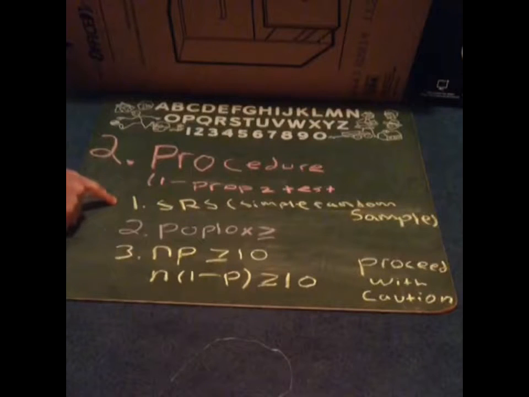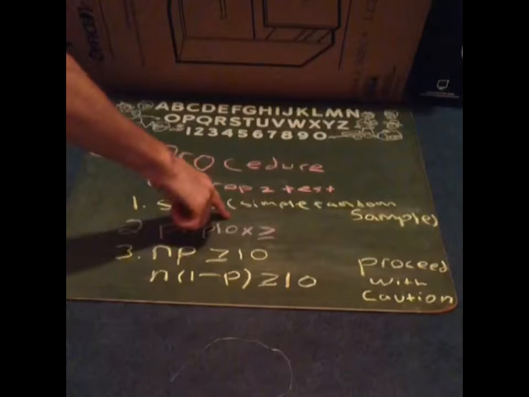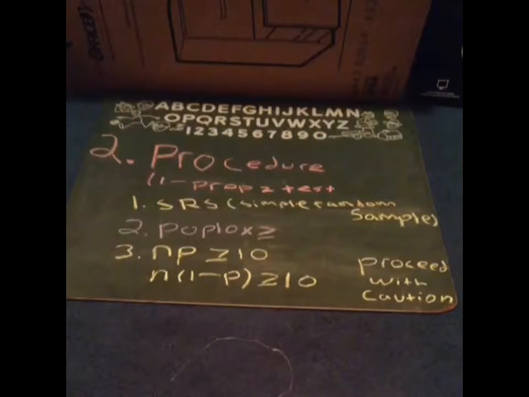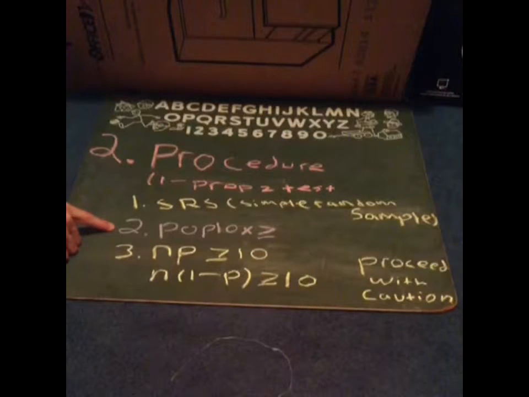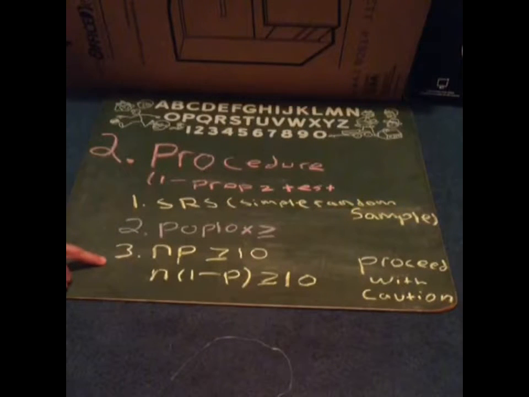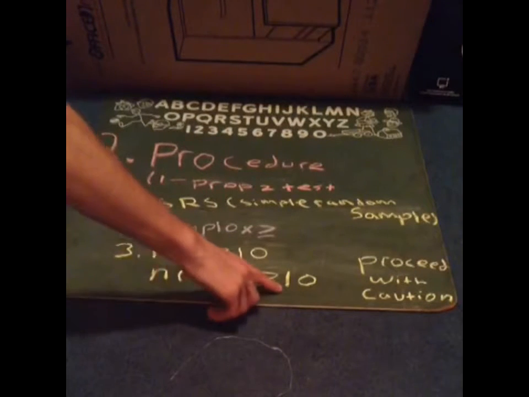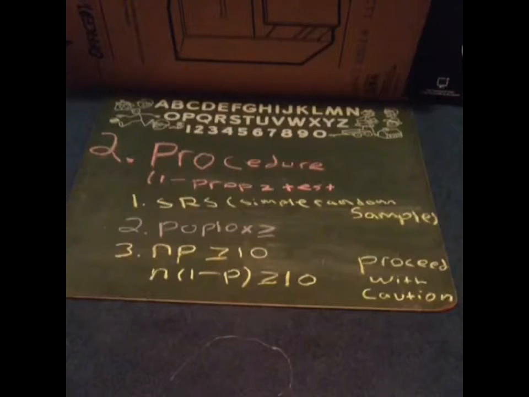First, the sample must be a simple random sample, so there is no bias in the sample. Second, the population must be at least 10 times greater than the sample itself. And third, np and n(1 minus p) must be greater than or equal to 10, n referring to the number of individuals sampled, and p standing for the probability of success.